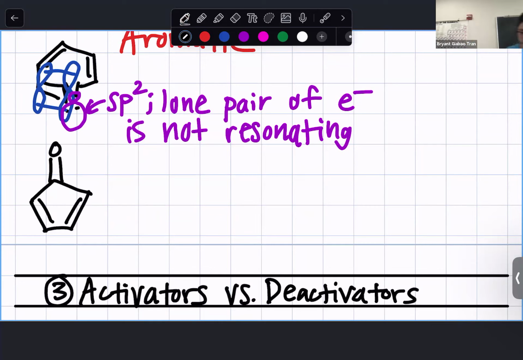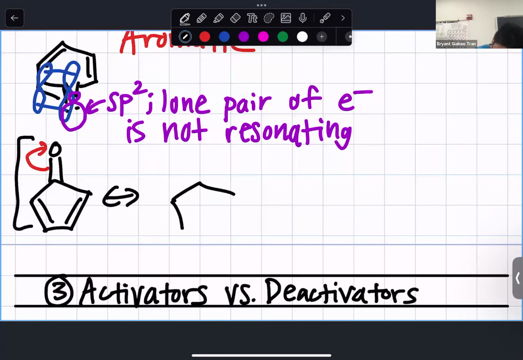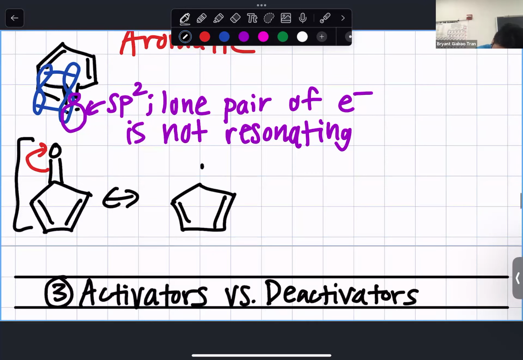You first have to draw this resonance structure where we push the double bond onto the oxygen, to give that oxygen a negative charge and this carbon a positive charge. Then we do the aromaticity determination thing here, where we see that there are only 2 pairs of electrons doing resonance in that ring, which is an even pair, and that is anti-aromatic.